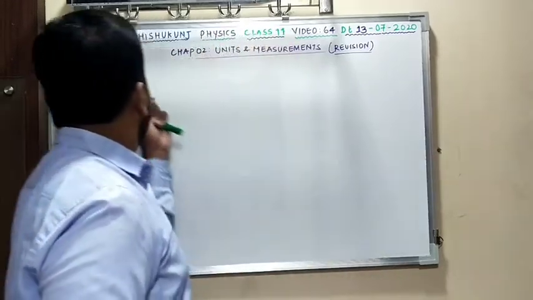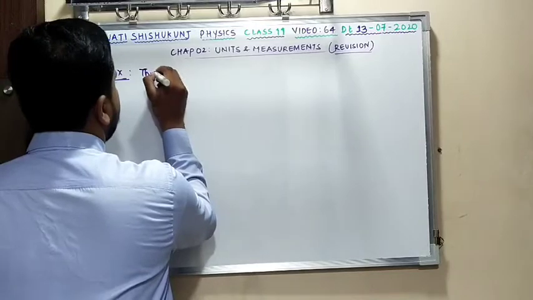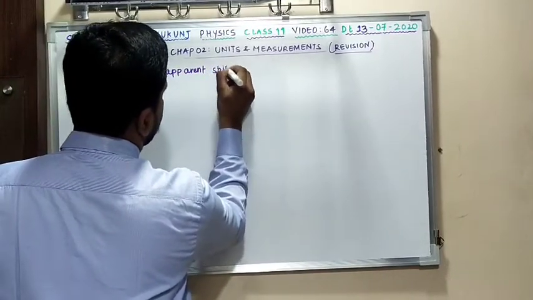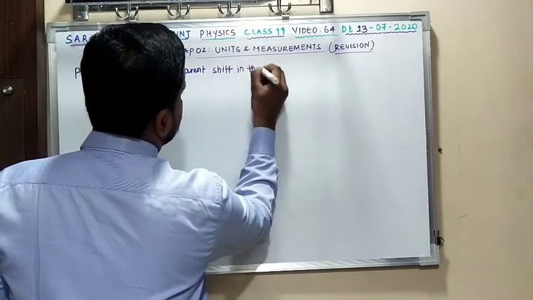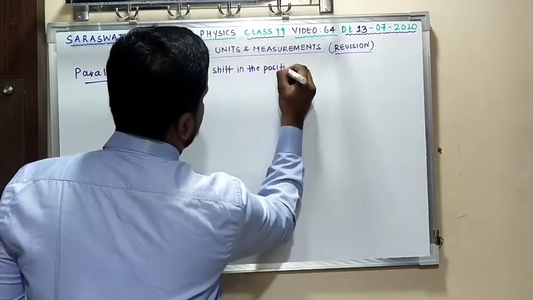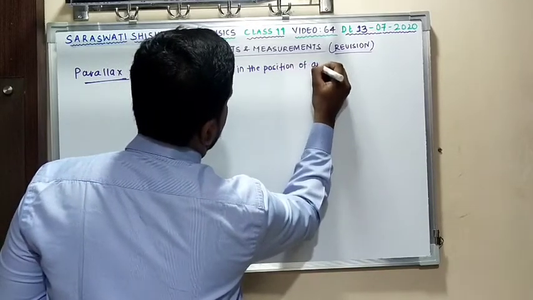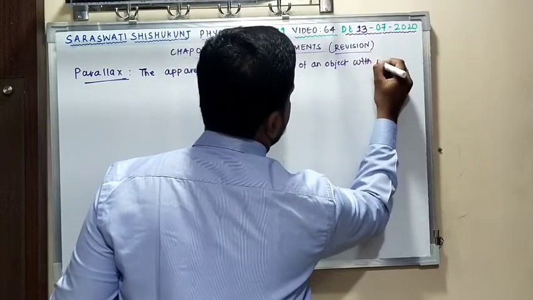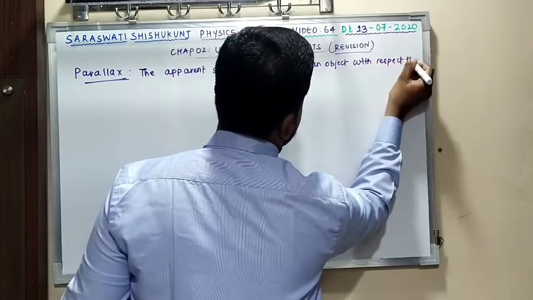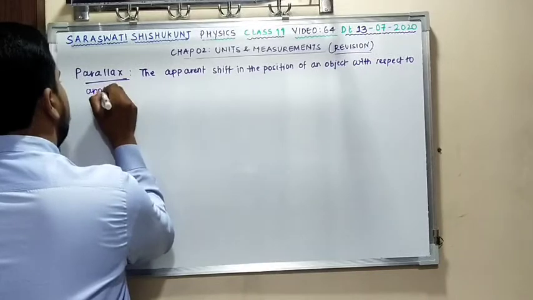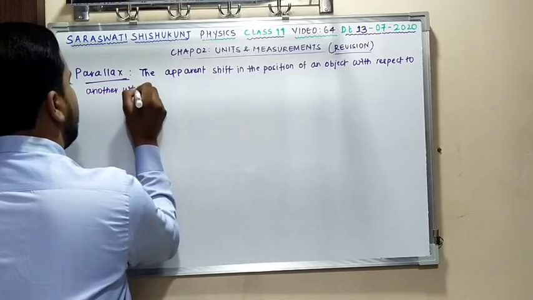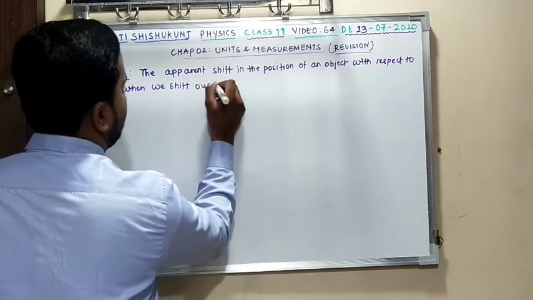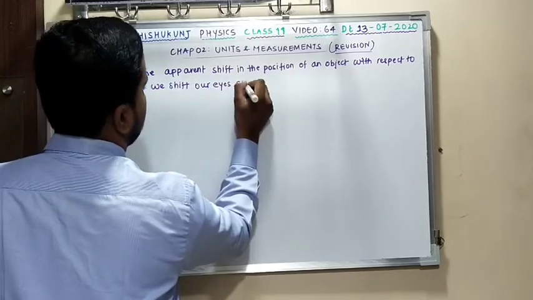So I can write, parallax is nothing but the apparent shift in the position of an object with respect to another, when we shift our eyes sidewise.